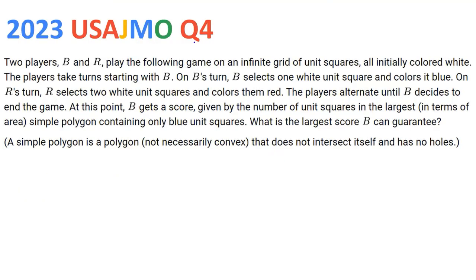2023 USAJMO question number 4. It's a combinatorics problem. Let's try this, and we want to work on the ideas that are useful here. It says two players, B and R, play the following game on an infinite grid of unit squares, all initially colored white. Players take turns starting with B. On B's turn, B selects one white unit square and colors it blue.